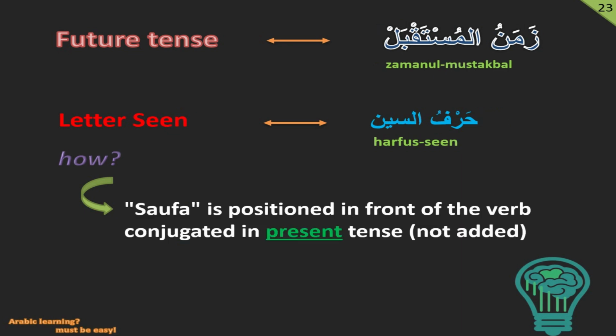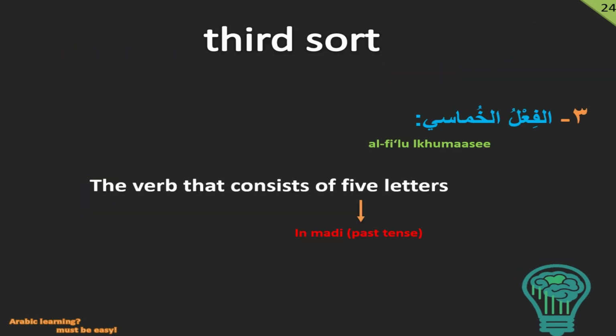Now the question, how do I use the sawfa in the sentence? The usage is very simple. Sawfa is put in front of the verb conjugated in present tense, but not added. For a better understanding, today we will take a verb of the 3rd kind and work with it. As a reminder, the 3rd category of verbs is called الفعل الخماسي, and this category includes all verbs whose letters in madi are 5.